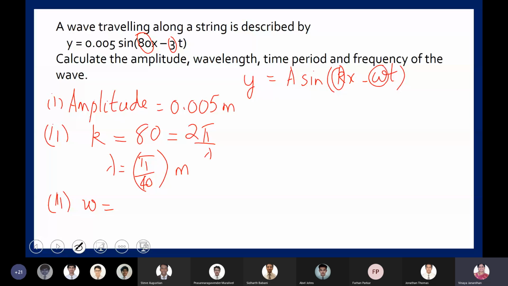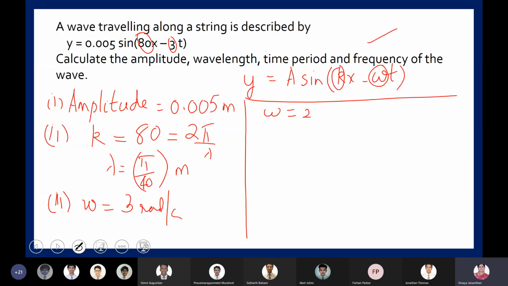Let's compare. What is the value of omega? 3 radians per second. Now, next I have to go for linear frequency. So omega is equal to 2 pi nu, or nu is equal to omega by 2 pi. So it is 3 by 2 pi hertz, correct?